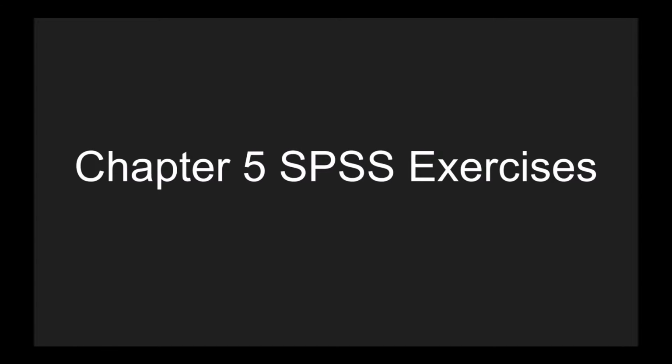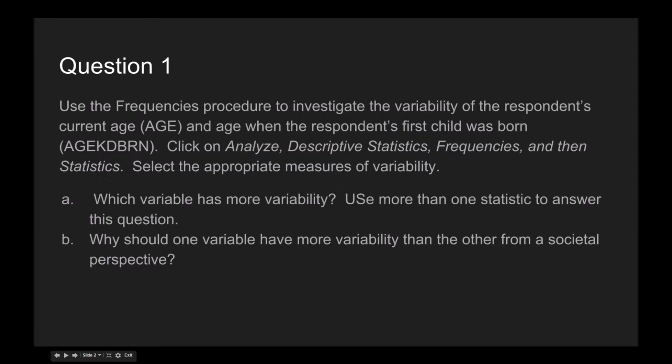In this tutorial, we'll be doing the Chapter 5 SPSS exercises. Question 1 says, use the frequencies procedure to investigate the variability of the respondent's current age and age when the respondent's first child was born. In order to do that, we're going to click on Analyze, Descriptive Statistics, Frequencies, and then we're going to select the appropriate measures of variability.